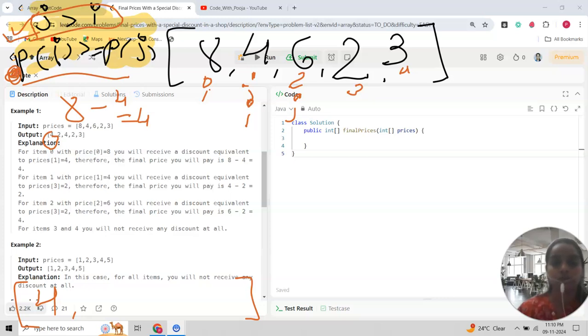Okay, so is 4 greater than 6? No. Moving forward, is 4 greater than 2? Yeah, it is. So 4 minus 2, what will be the answer? It will be 2. Then we will break and just store the 2 here. Okay, now.